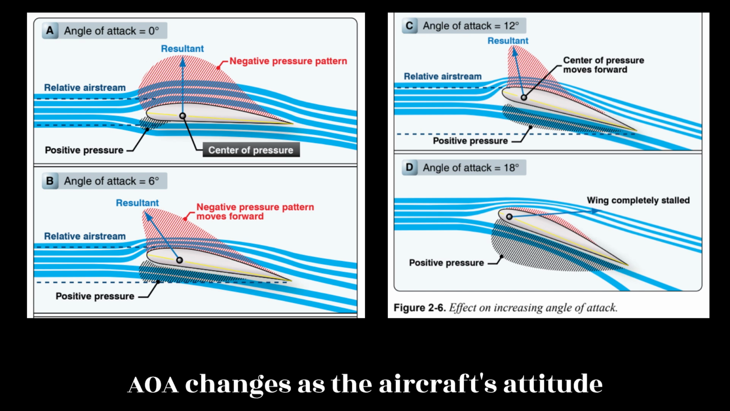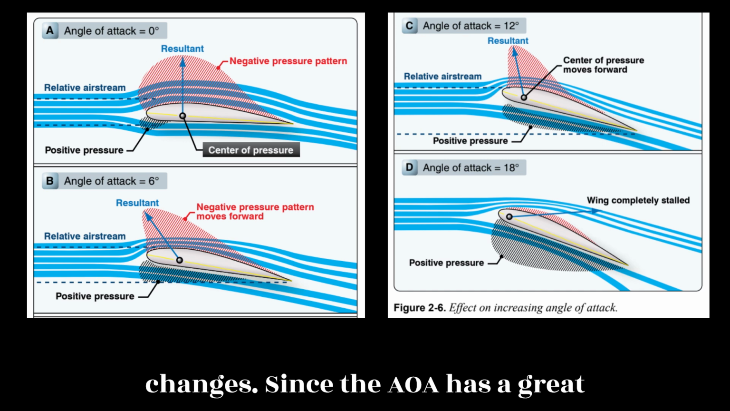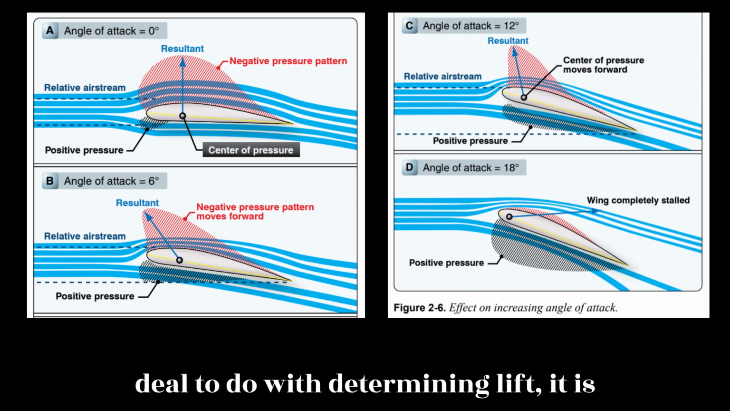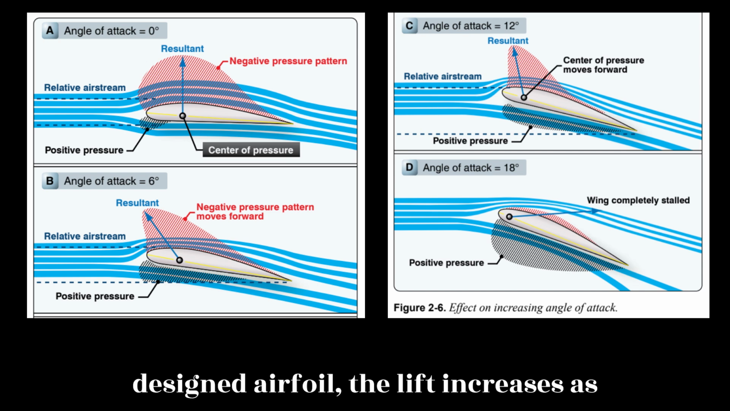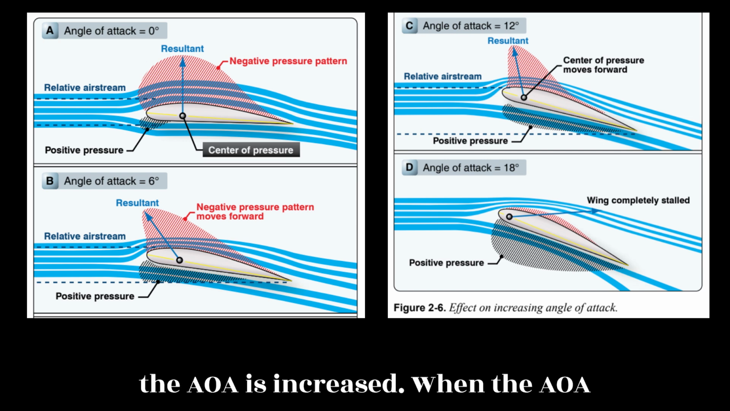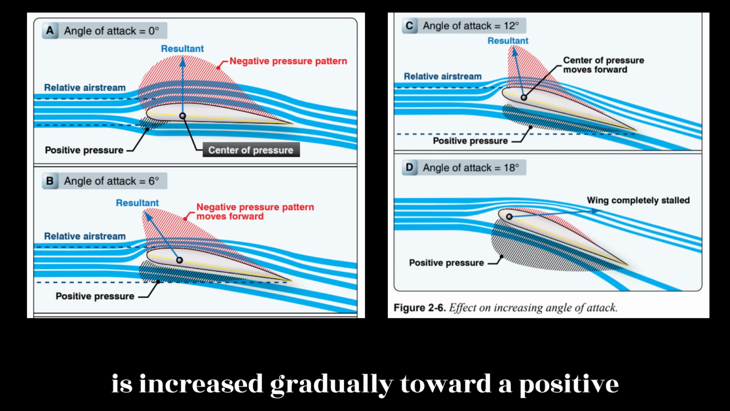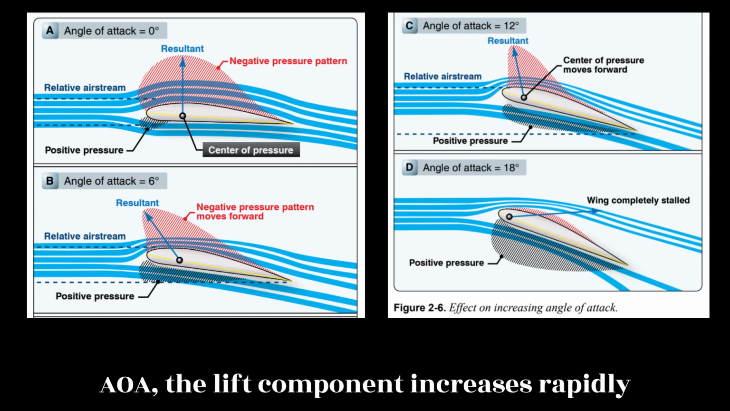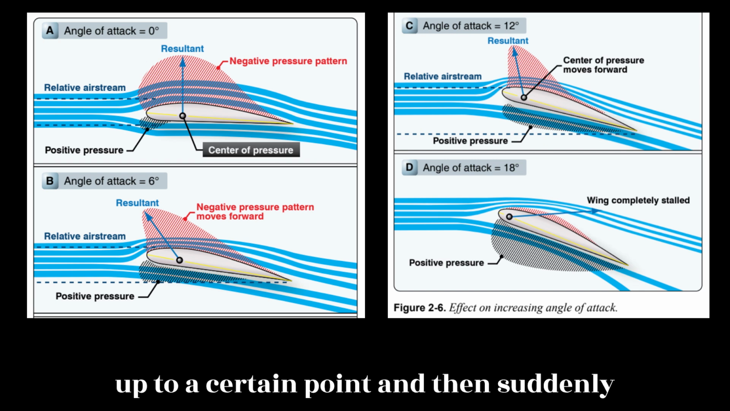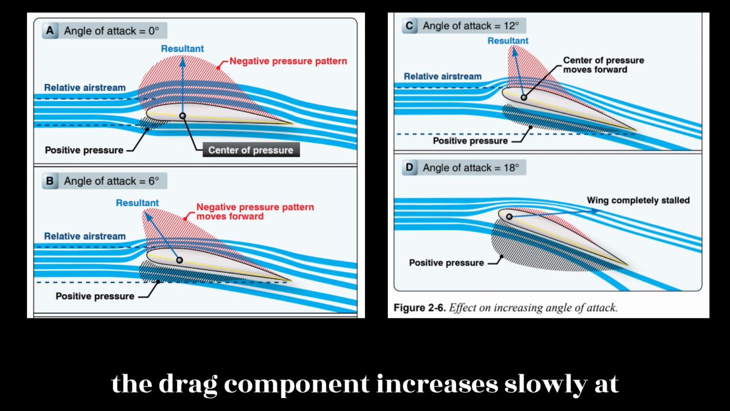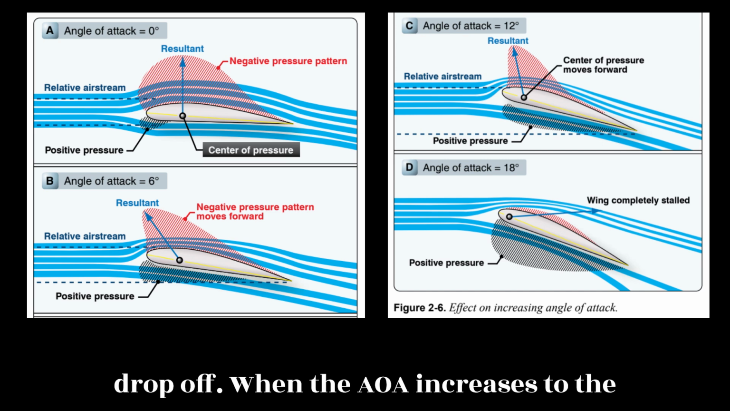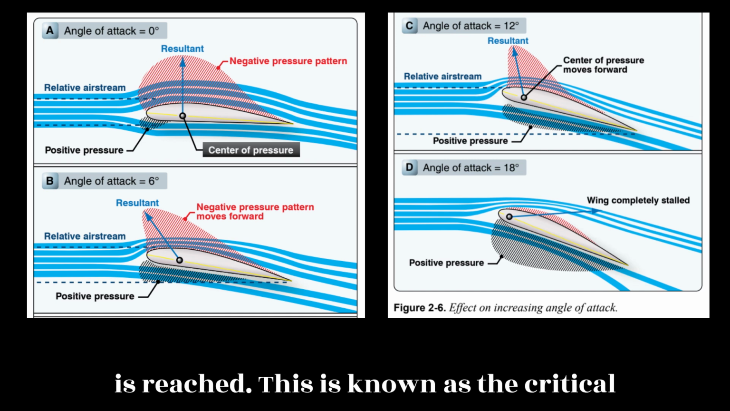The AOA changes as the aircraft's attitude changes. Since the AOA has a great deal to do with determining lift, it is given primary consideration when designing airfoils. In a properly designed airfoil, the lift increases as the AOA is increased. When the AOA is increased gradually toward a positive AOA, the lift component increases rapidly up to a certain point and then suddenly begins to drop off. During this action, the drag component increases slowly at first, then rapidly as lift begins to drop off. When the AOA increases to the angle of maximum lift, the burble point is reached. This is known as the critical angle.